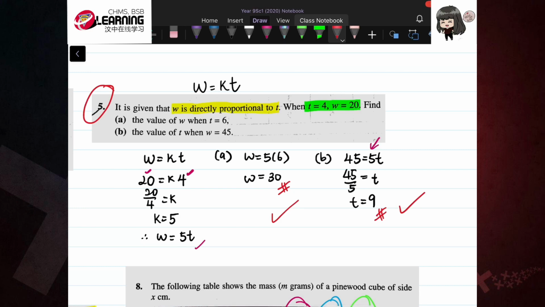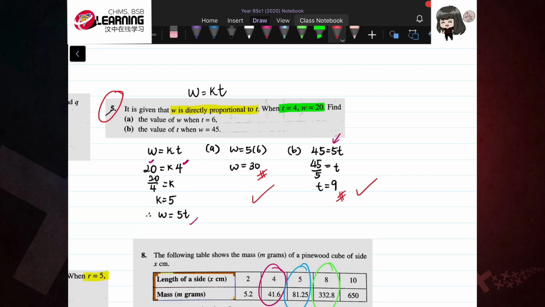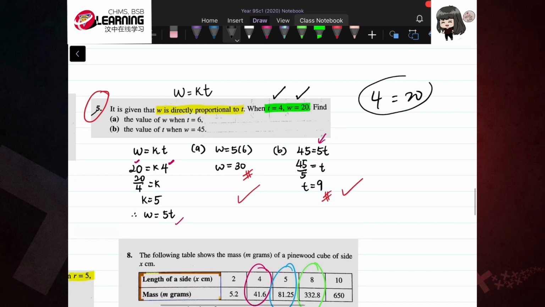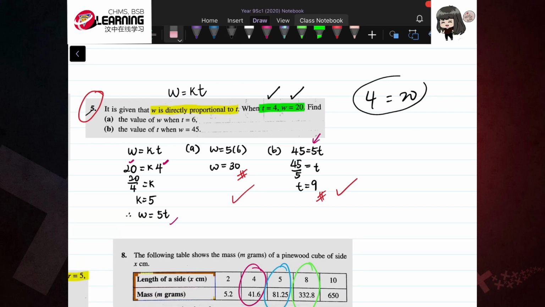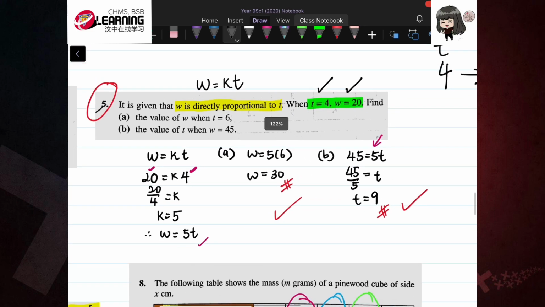In this question, if you use the cross multiply method, it's fine, you can do that. But please don't write 4 equals 20, because 4 is not equal to 20. T equals 4 and W equals 20, so you cannot write it in equal form. If you cross multiply, it will be 4, which is your T, is to 20, which is your W. You can do it that way, but I would suggest you do it in this form, in a K form.